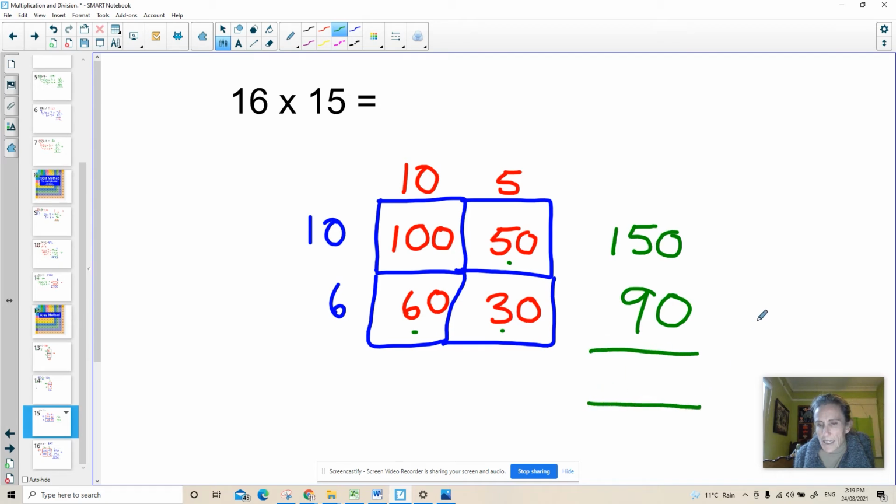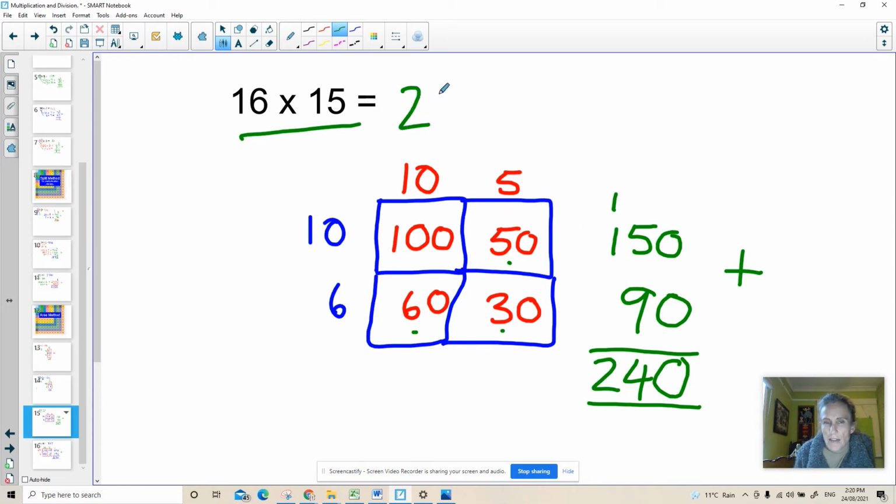Nice and easy. So here are my two numbers. Now I'm going to add these two numbers to get my answer for my number sentence up here. 0 plus 0 is 0. 9 plus 5 is 14. I put down the 4 and I carry the 1. 1 plus 1 is 2. The answer is 240. I'm going to write 240 up here.